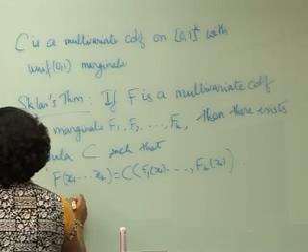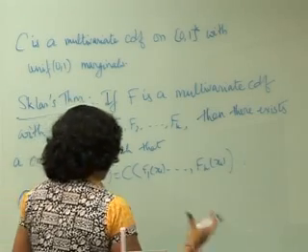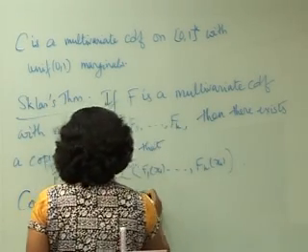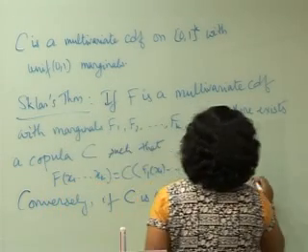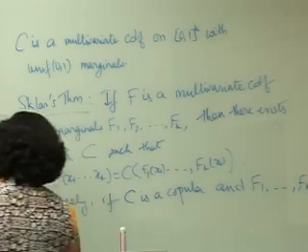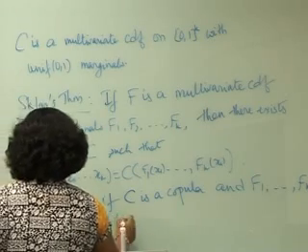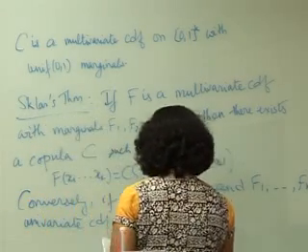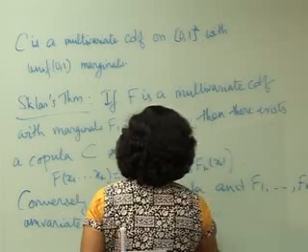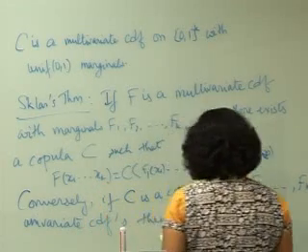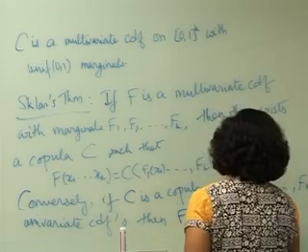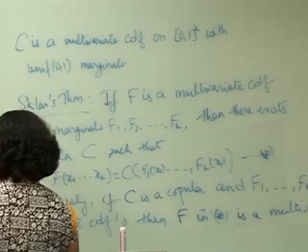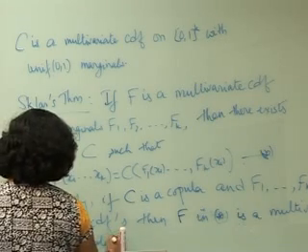Conversely, if C is a copula on the unit cube, and F1, F2 up to Fk are univariate CDFs, then this F above, say we call this star, defines a multivariate CDF with marginals F1 through Fk.